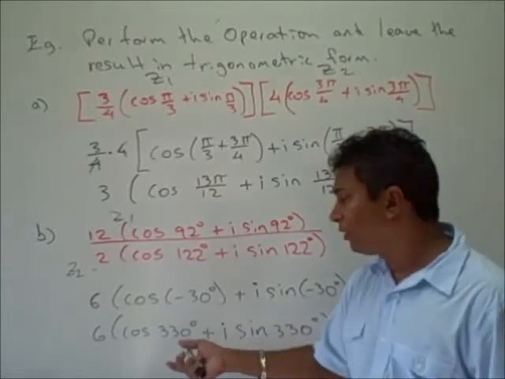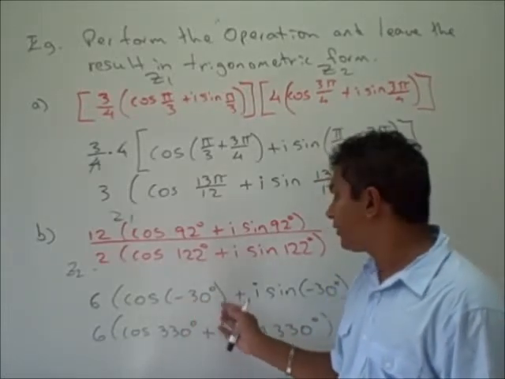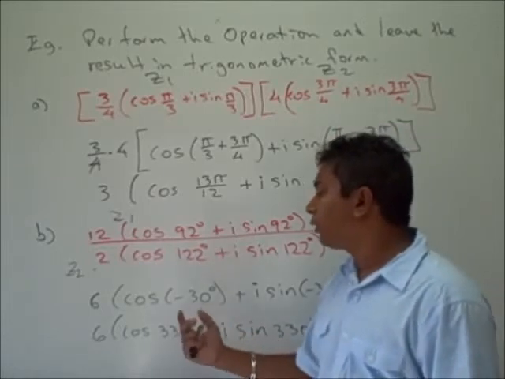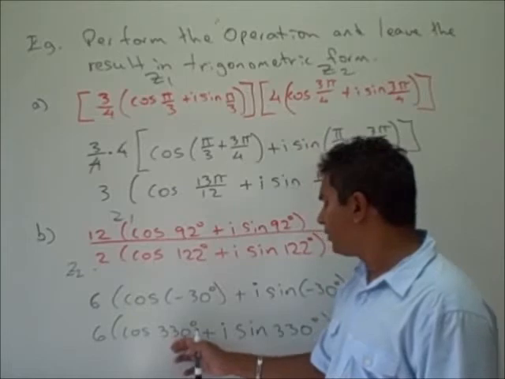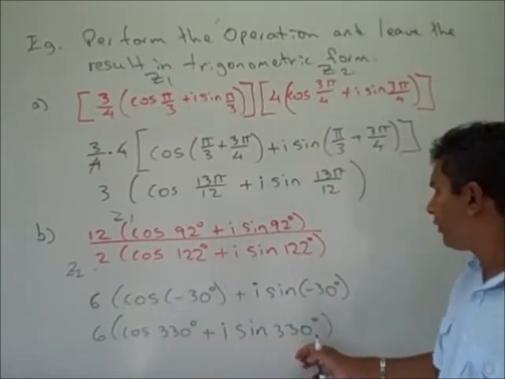We recall from our unit circle that negative 30 is the same thing as 330 degrees. So we can rewrite this as 6 cosine of 330 degrees plus I sine of 330 degrees.